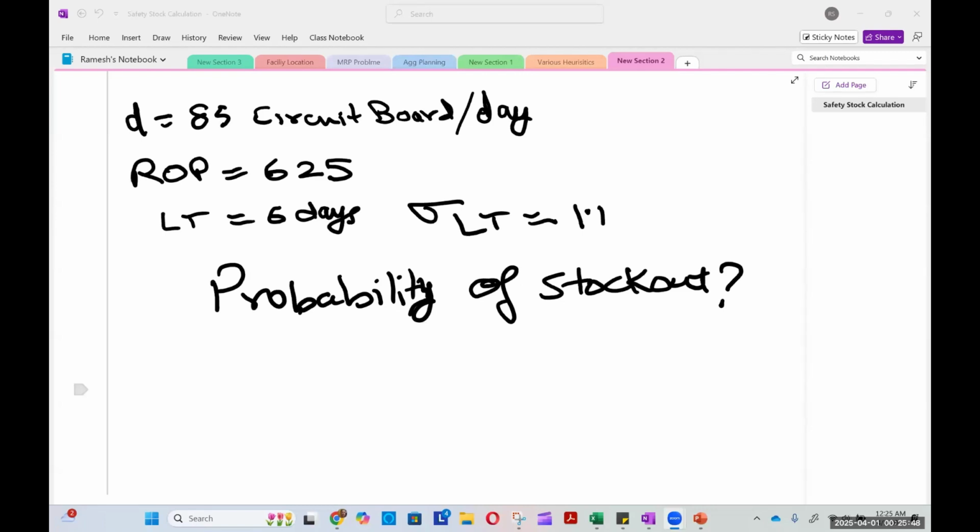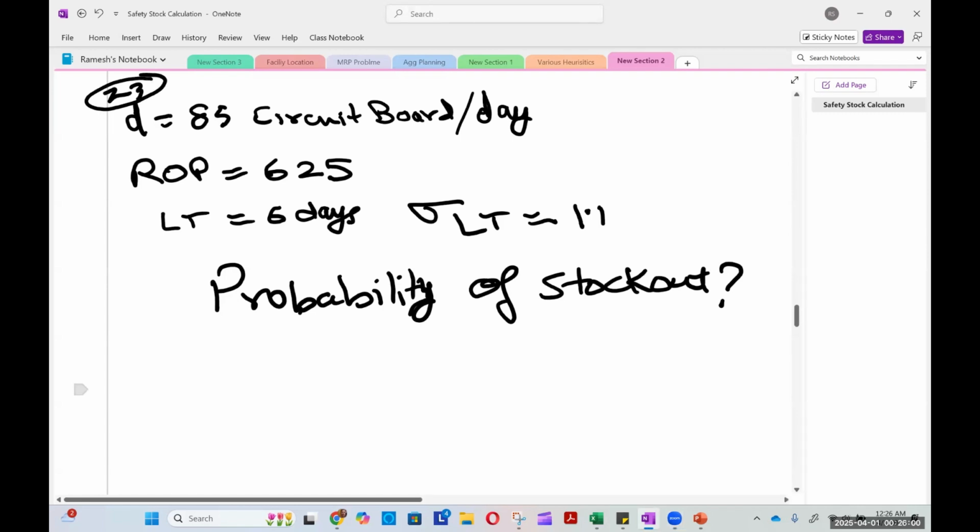All right, so I found one problem from your textbook, which is interesting. It's problem number 23 from your textbook. It says the demand for circuit boards per day is 85 units. The company has a current policy that if the quantity on hand goes below 625, as soon as it hits 625, they place a replenishment order. They have not told us any other detail because it's not really necessary. Lead time is 6 days, and the standard deviation of lead time is 1.1 day.